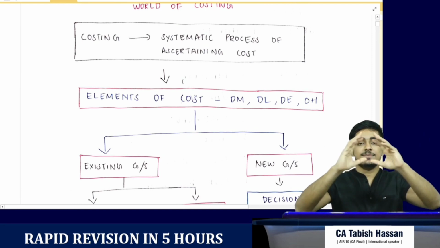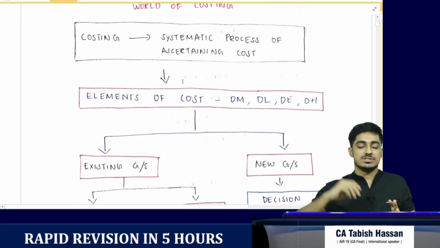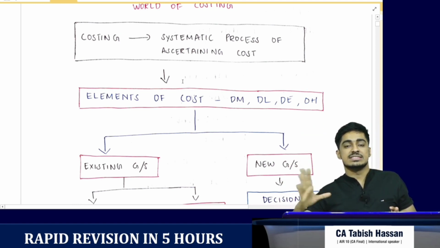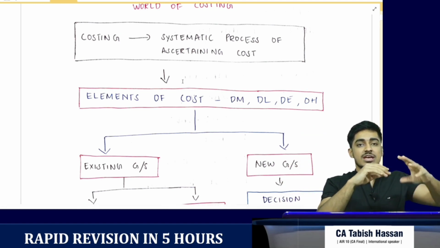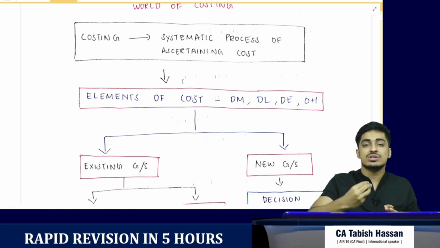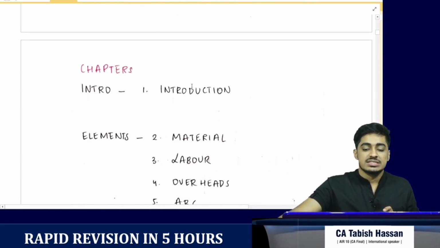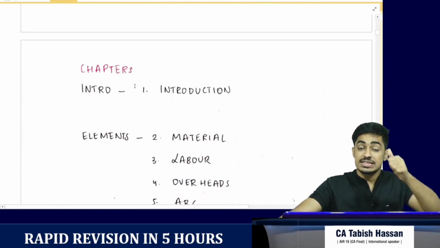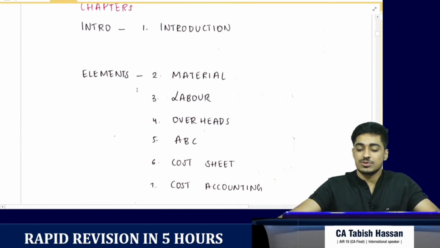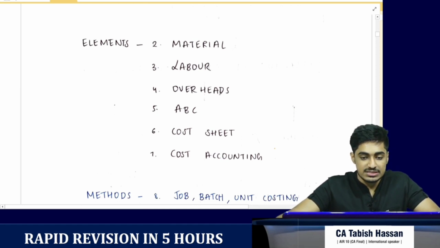First, we have costing, then we have elements of cost. Costing can be done for existing goods or services or for new goods or services. For new goods or services, we are taking a decision. For existing goods or services, we are either calculating the cost, that is cost ascertainment, or we are trying to reduce the cost or control the cost, that is cost control. So the chapters in CA Inter costing, first is introduction. Then based on the elements of cost, we have material, we have labor, we have overheads. And again, we have an extension of overheads, called activity based costing.